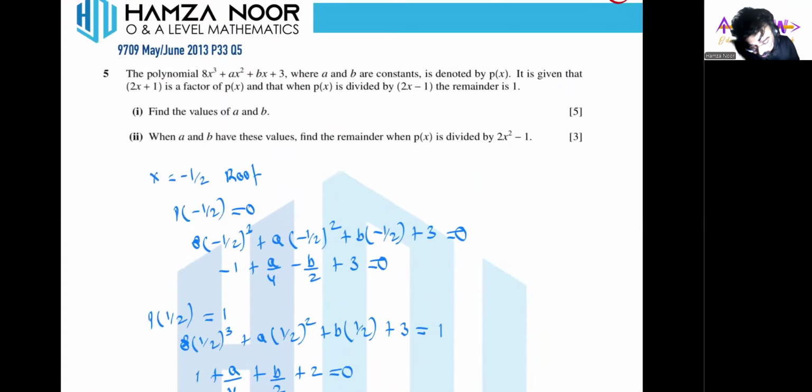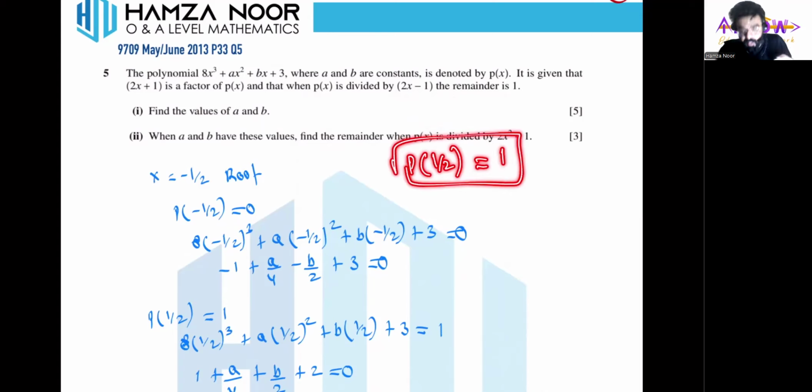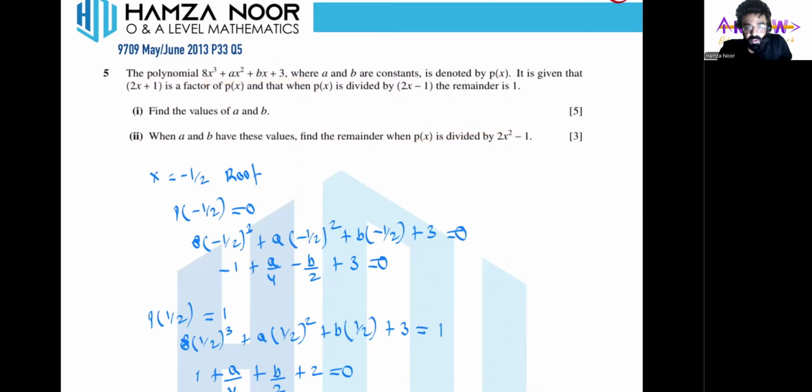And the other condition is that when polynomial p(x) is divided by 2x minus 1, the remainder is 1, which means that when 2x minus 1 is equated with 0, x is equal to half. This is not a root. This means that when the input of the polynomial is half, the output is equal to 1. This is basically the remainder theorem. And it also means that if you make a sketch of the function of this polynomial, half comma 1 will be a point which is satisfying the equation of the curve.